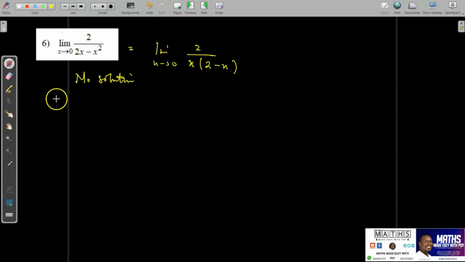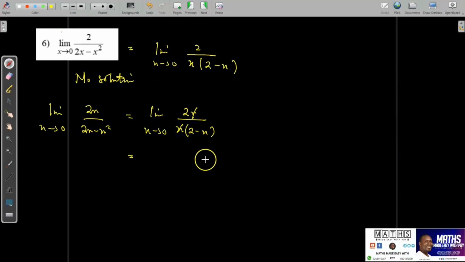Why am I saying this? Because this question should have been the limit of 2x over 2x minus x squared as x approaches 0. So you go ahead to factorize and obtain 2x over x(2 minus x) as x approaches 0. Are you all here? Then this x would have been done away with by the x at the numerator, and it will be left with the limit of 2 over 2 minus x as x approaches 0.